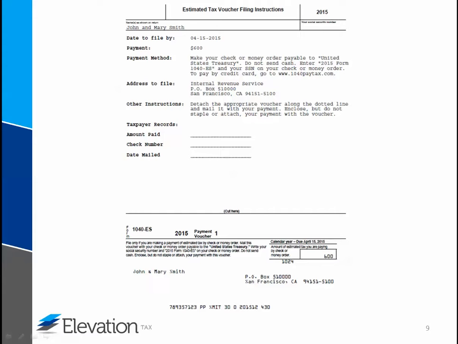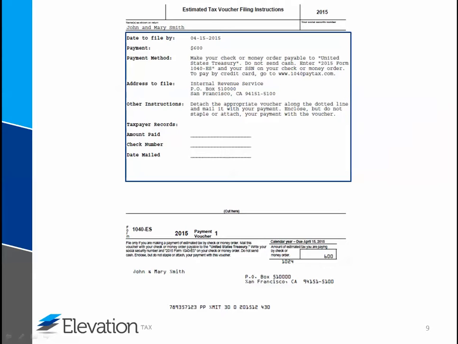Of the estimated tax payments, there can be up to 4 vouchers, so pay close attention to each due date. As you can see, this looks very similar to the voucher shown previously. The instructions for filing are listed here, and the date due is listed here. Again, for mailing payments, be sure to detach here and mail the voucher along with payment.